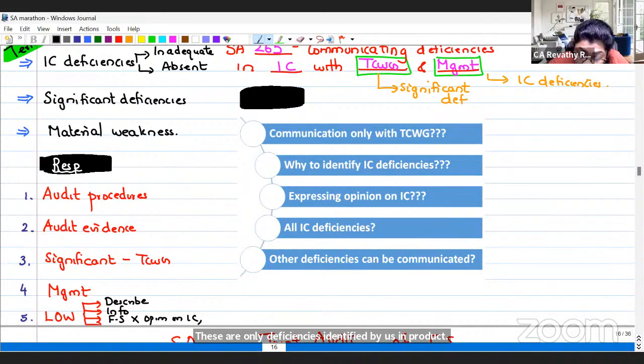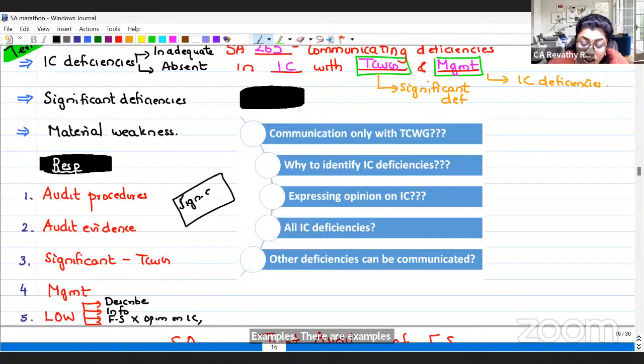And guys, I'm just giving you examples. There are examples of significant deficiencies and indicators of significant deficiencies. Root goes to SA 315. LOW is letter of weakness. No, not here, Nakshatra. Here we are communicating what we have found.